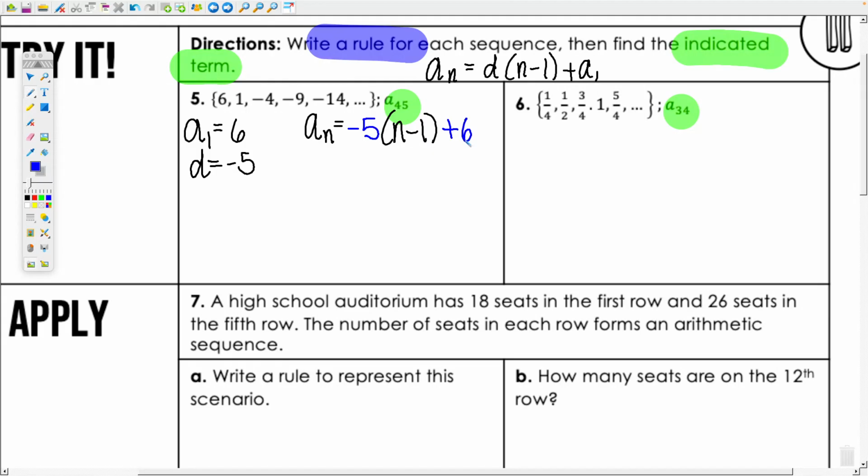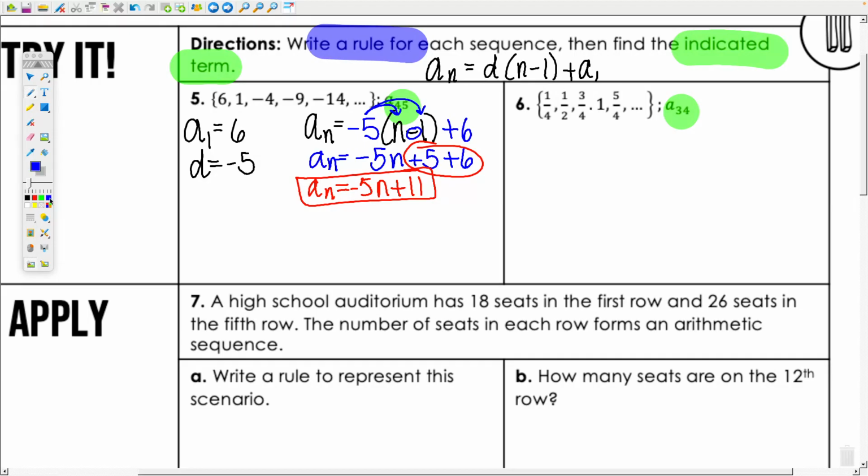Now I distribute. Negative 5 to the letter n is negative 5n. And then negative 5 to negative 1 is a positive 5. Bring down the plus 6. And then I told you, clean up your mess. These are like terms. Combine them. I now have for my rule, a sub n equals negative 5n plus 11. Kind of sloppy, but I know you see it. Okay? And I apologize, the boxes are super small.